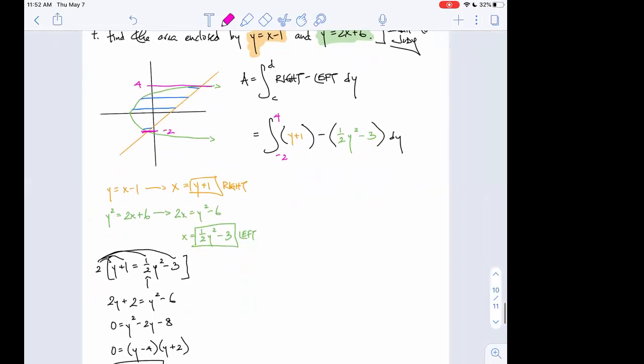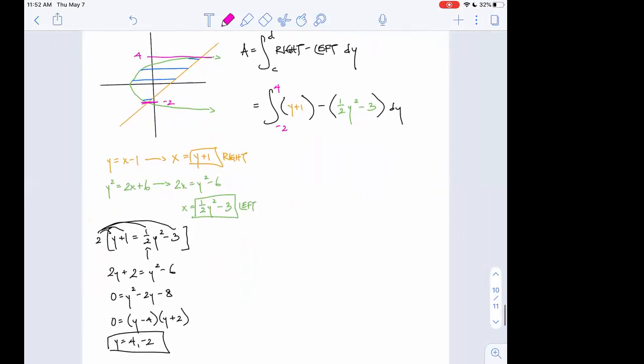Let me zoom back out a little bit so you can see the whole of the work that we've done so far.